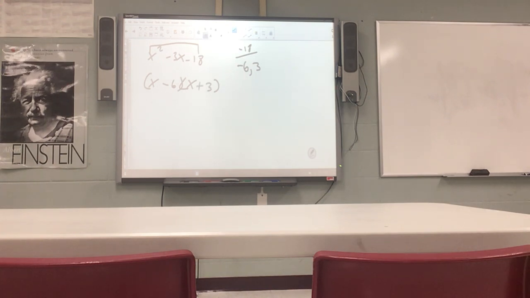So if you wanted to write it this way, that is the same thing, because you can multiply in any order. That's called the commutative property. Order doesn't matter on multiplication. 2 times 4 is the same as 4 times 2.